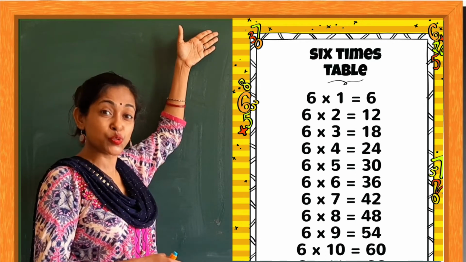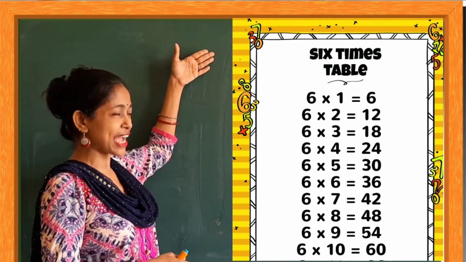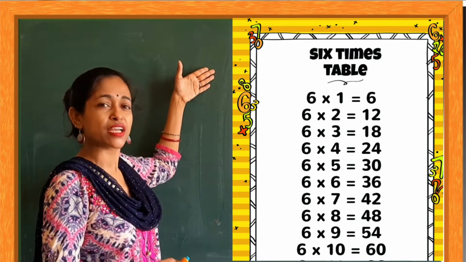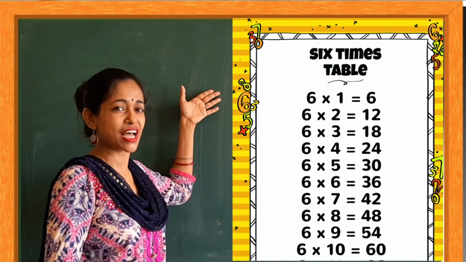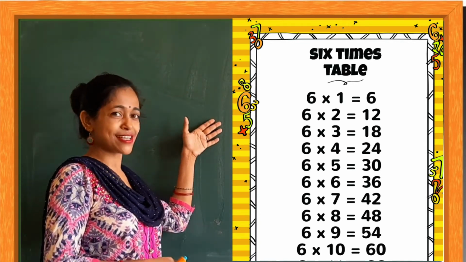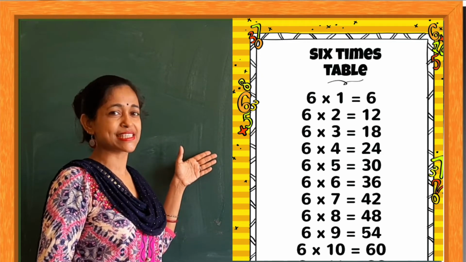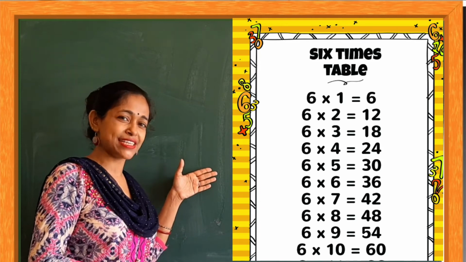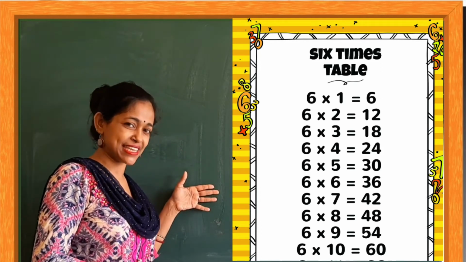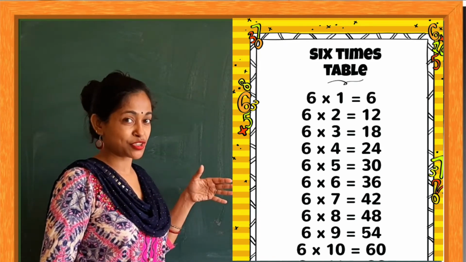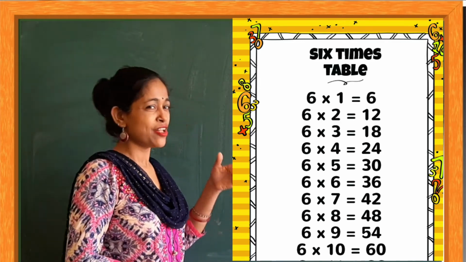6 twos are 12. 6 threes are 18. 6 fours are 24. 6 fives are 30. 6 sixes are 36. 6 sevens are 42. 6 eights are 48. 6 nines are 54. 6 tens are 60. Now shall we start the table of 7?